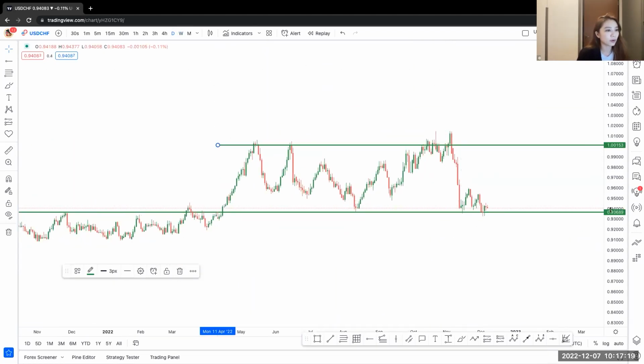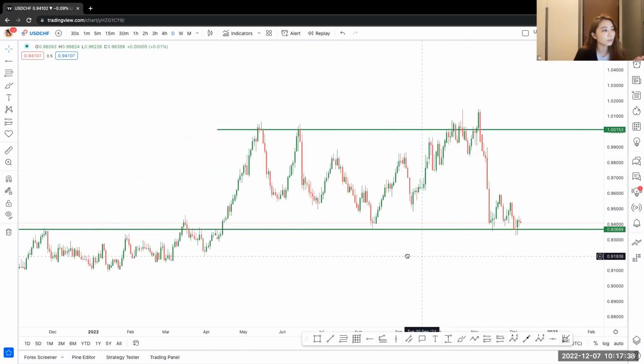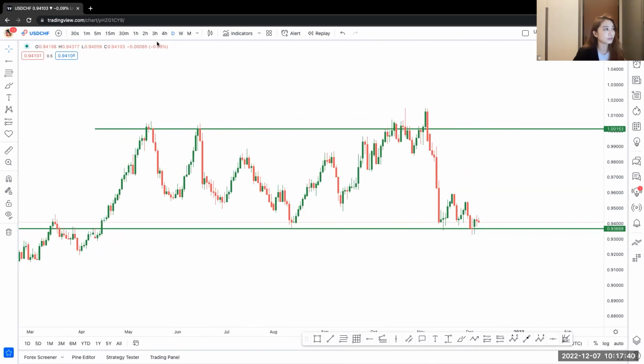In terms of the daily, we are seeing that price is actually moving in between these two prices. So we're looking at 0.93 and 1.001. In terms of the daily chart, it is not super trending. We are looking at a sideways moving kind of trend.